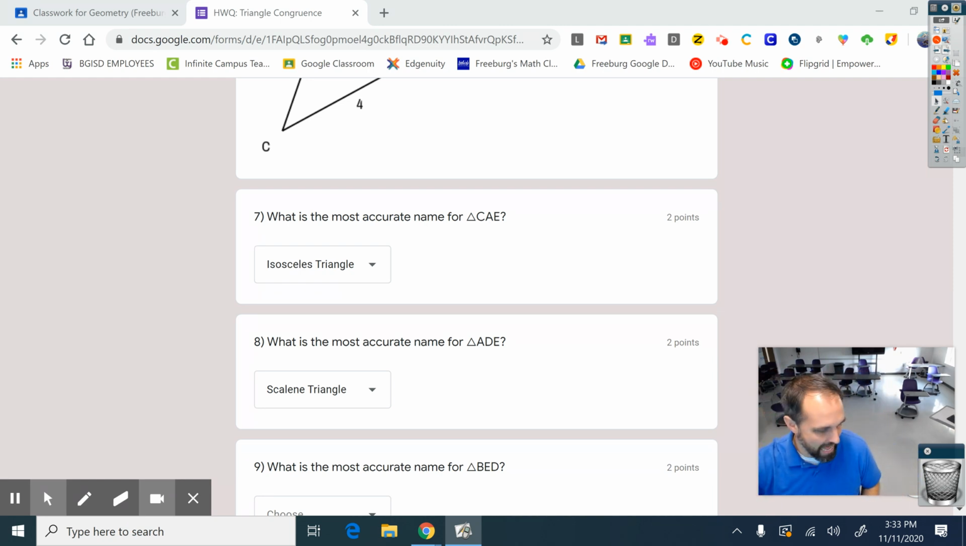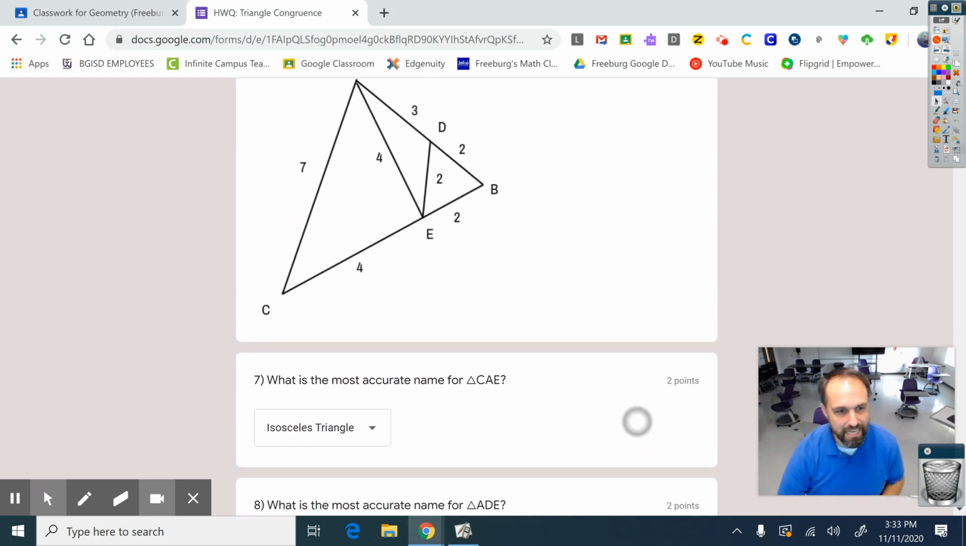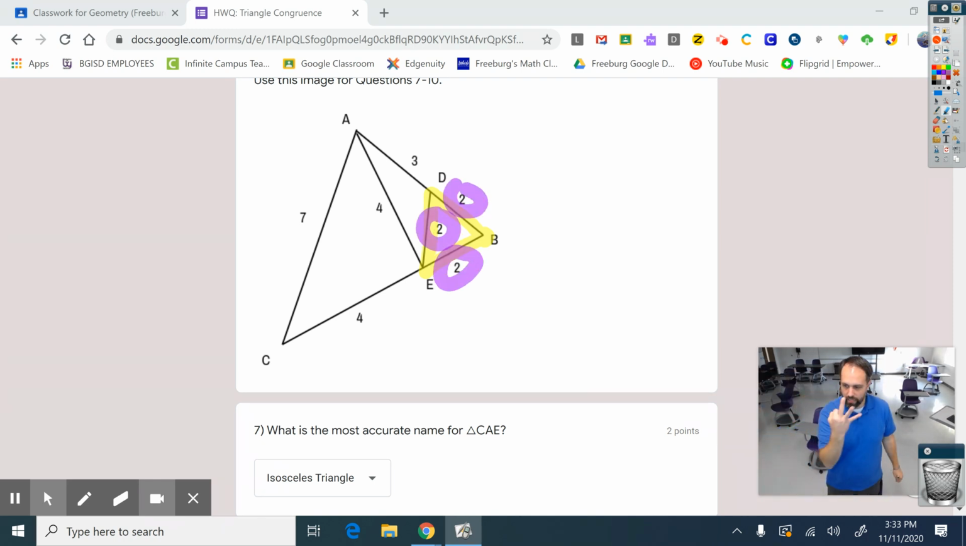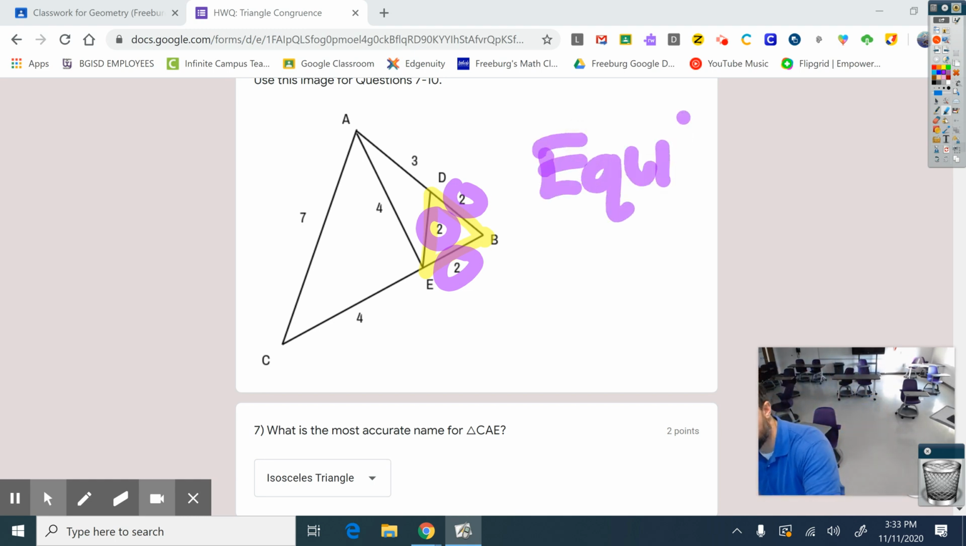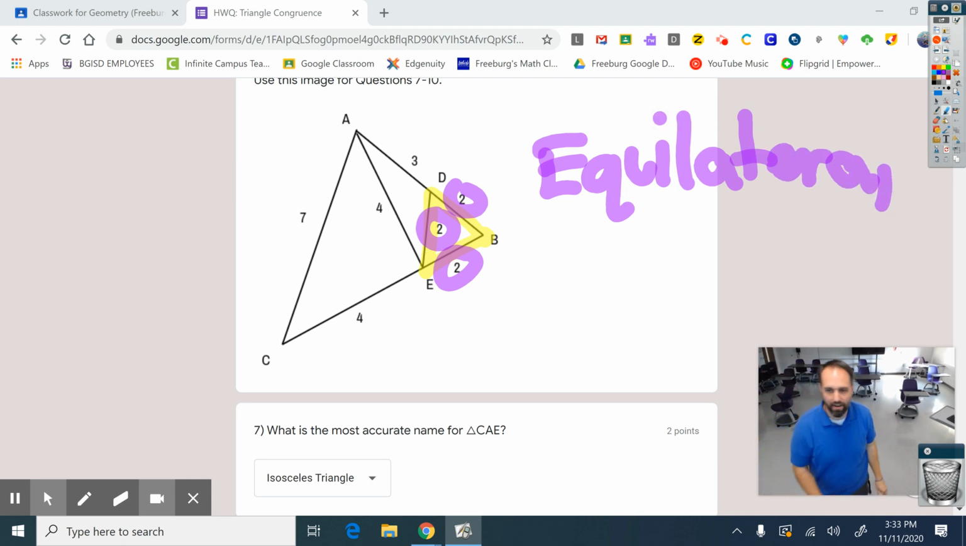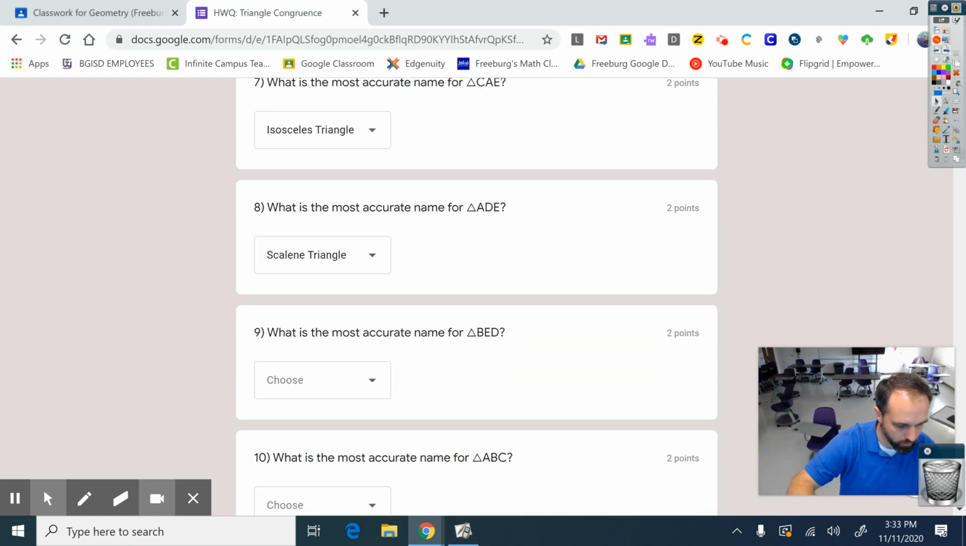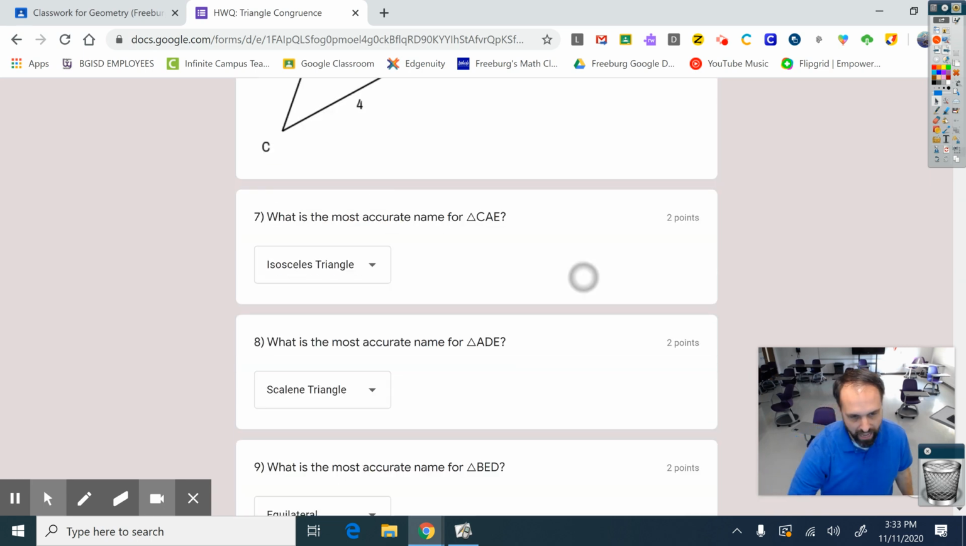All right, welcome back. We're jumping into number 9, BED. Our side lengths are going to be 2, 2, and 2. And so with 3 congruent sides, we know this is going to be an equilateral. Okay, so equilateral triangle. All 3 parts are equal or the same in length. So equilateral. What's the most accurate for ABC?